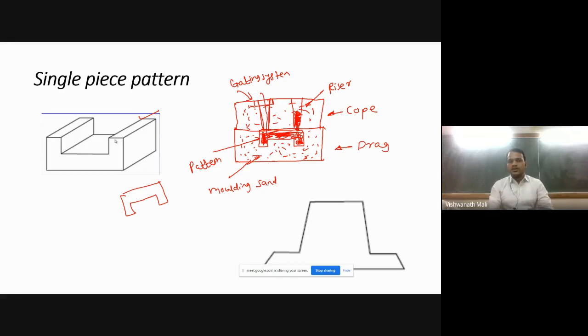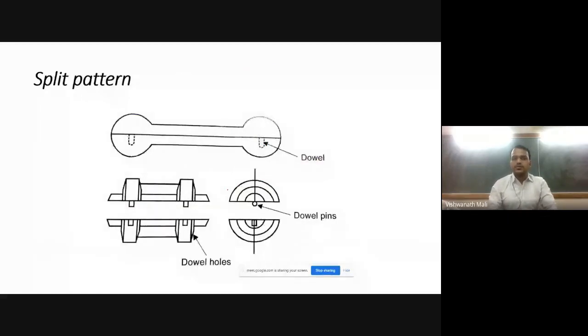So this is called a single piece pattern. Where to use a single piece pattern? When there is a simple size product or part, then we go for a single piece pattern. Now split pattern. So split pattern we generally use for cylindrical parts.